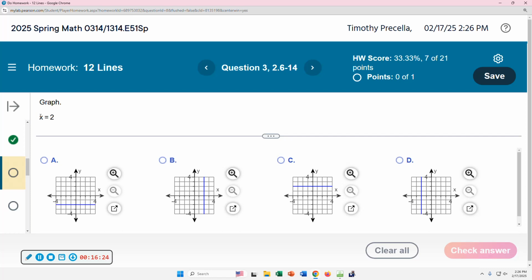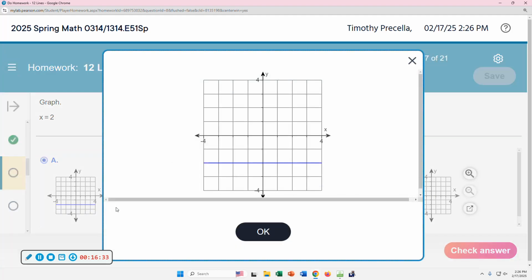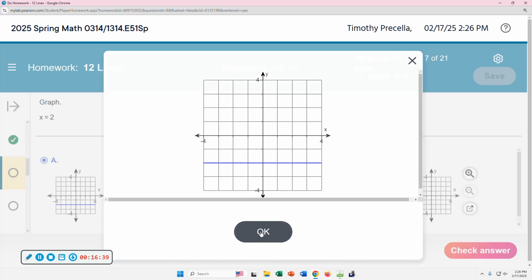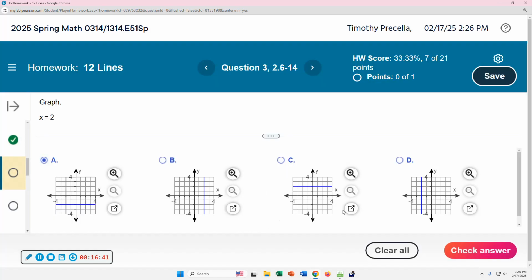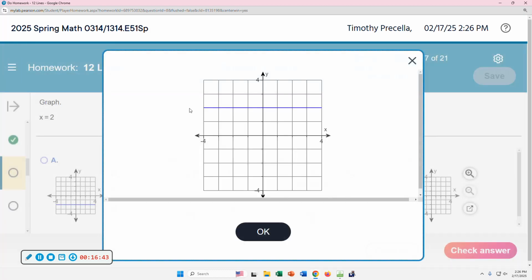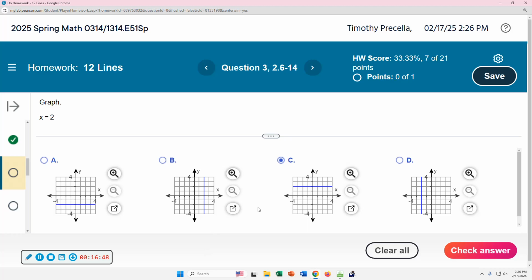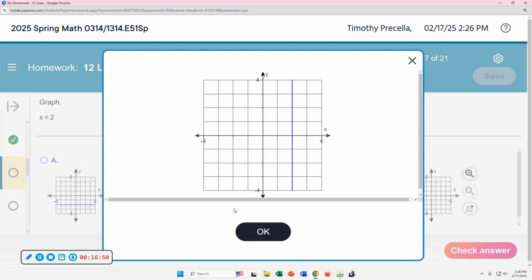Passing through the x-axis. So is it vertical or horizontal? Vertical. It's going to be vertical, so we can discard A. That would be y equals -2. It can't be C either. So it's either B or D. D would be y equals +2. Which one is it? B. I agree. It's passing through the x-axis at 2.